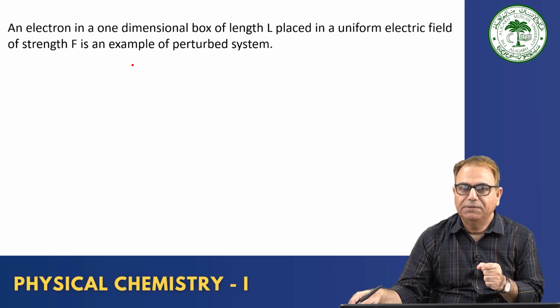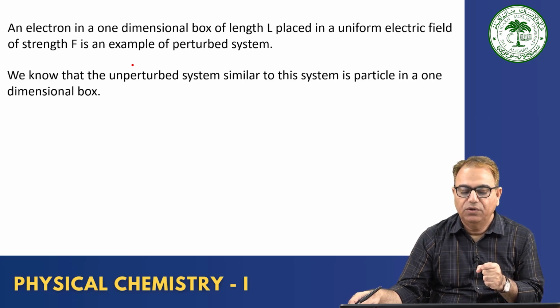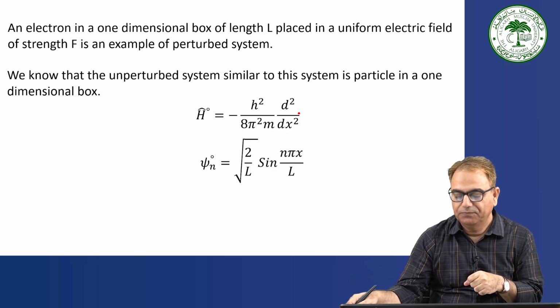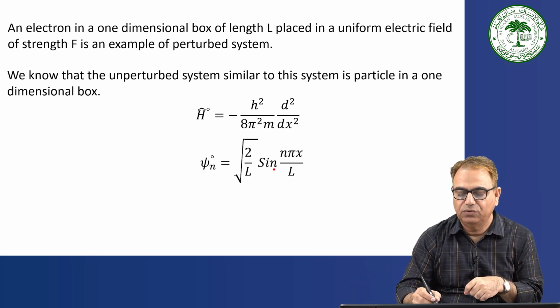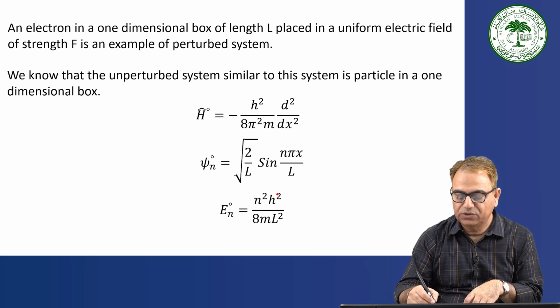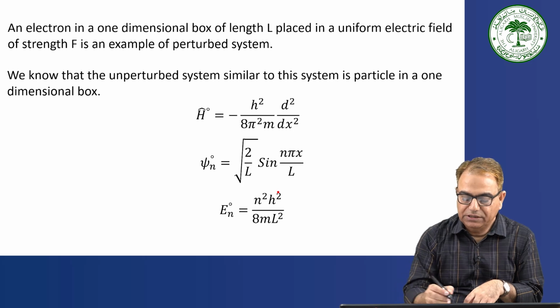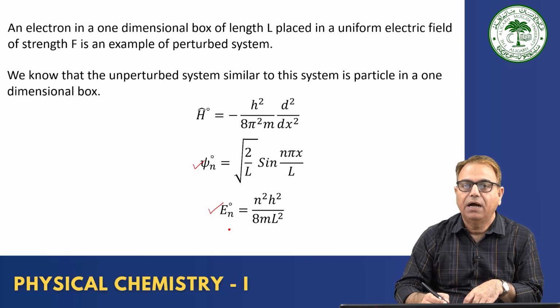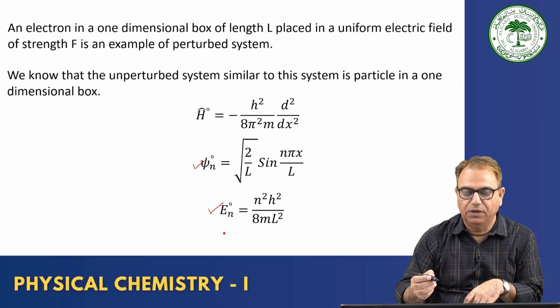If you have a particle in a one-dimensional box, what you know is that the Hamiltonian could be written as H naught equals minus h square divided by 8 pi square m d square by dx square. And psi n naught is also known to you. It is the normalized wave function of a particle in a one-dimensional box, which could be written as root 2 by L sin n pi x divided by L. And the energy of the unperturbed system is also known, n square h square divided by 8 m L square. So the change in the value of this unperturbed wave function and this unperturbed energy we have to calculate up to first order only.